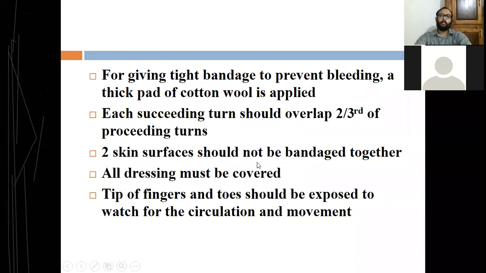And two skin surfaces should not be bandaged together. I already explained that it is better to avoid the next finger as a splint. But in toes, we can use the next toe as a splint. Why? Because there is no functional outcome. There are not many movements compared to fingers. We can use another toe or two toes. If the third toe is affected, we can use the second and fourth toe as a splint, and in between we can place a piece of cotton covered by gauze. Two skin surfaces should not be bandaged together.